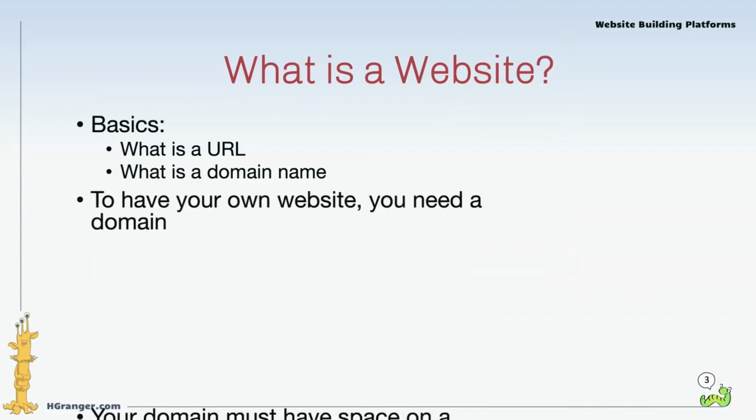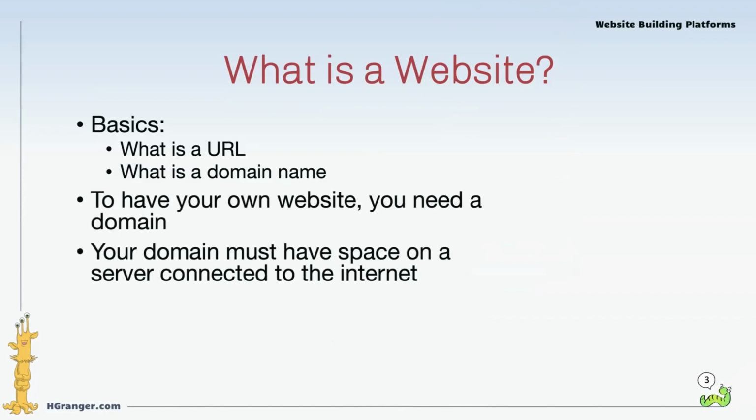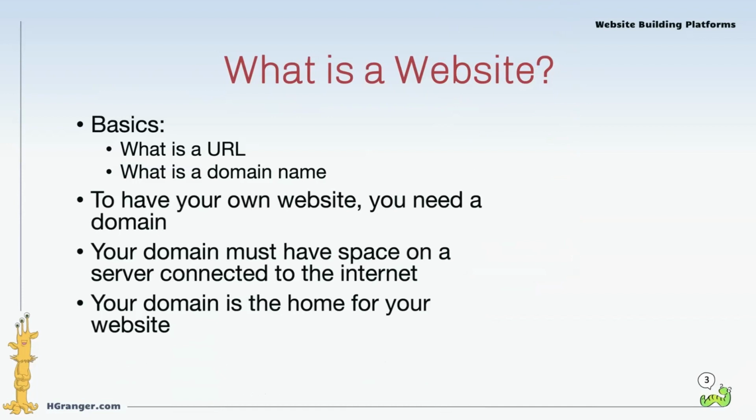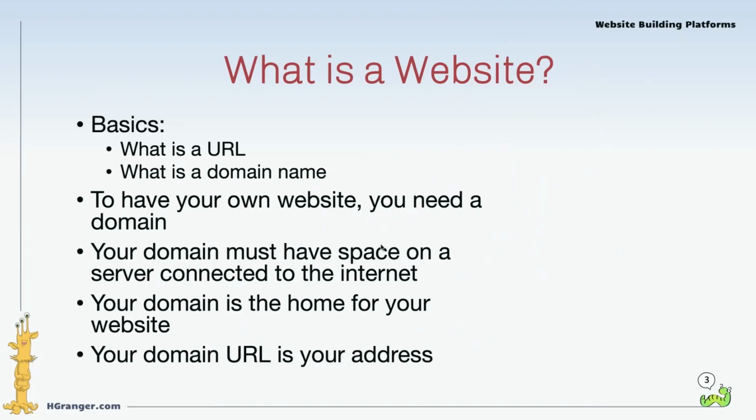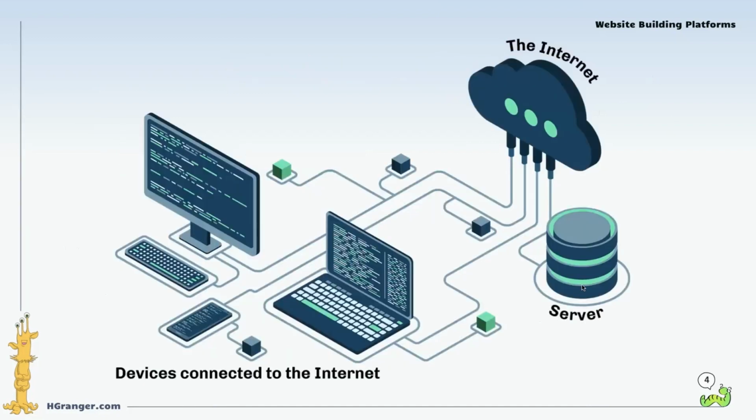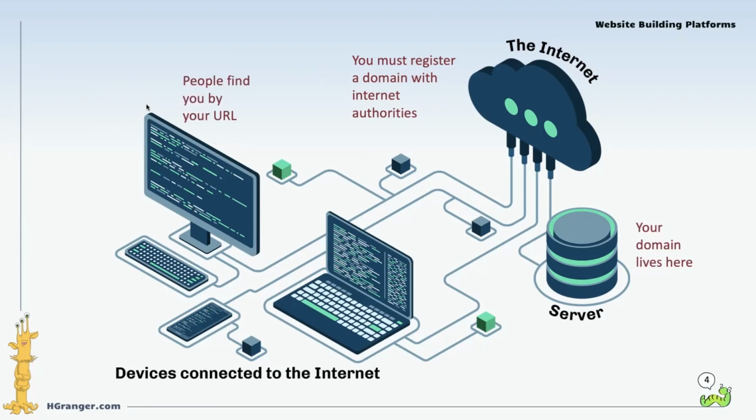To have your own website, you need a domain, and your domain must have a space on a server connected to the internet. Your domain is the home for your website, and your domain URL is your address. So we're going to show that in pictures now. Here we have the internet, just that big cloudy thing out there. A server, and when you back here, we said your domain must have space on a server. A server is a special kind of computer that serves data to the internet so that your computer can go and find it. You must register a domain with internet authorities. Your domain will live on a server. It might be your own, might be one you rent or lease. We'll get into that. And then people find your website through your URL, or your domain through your URL.